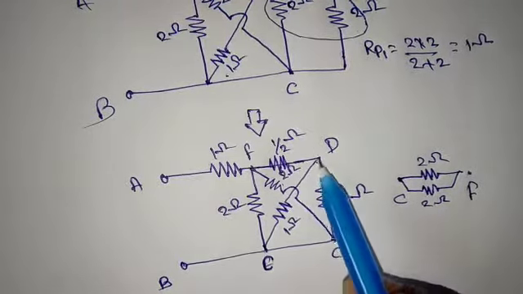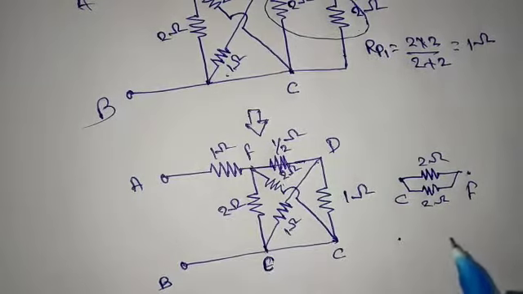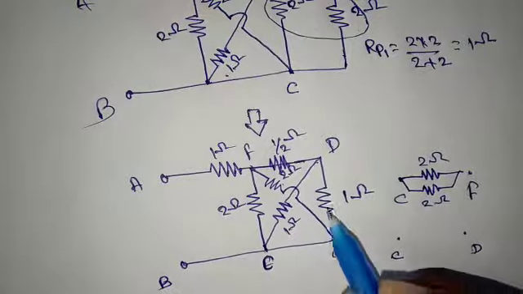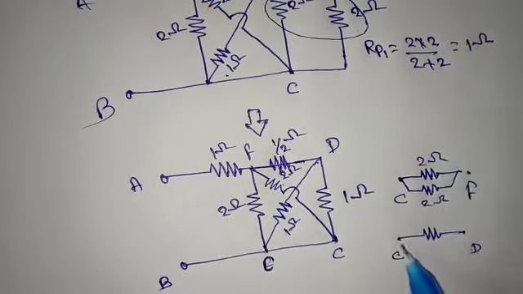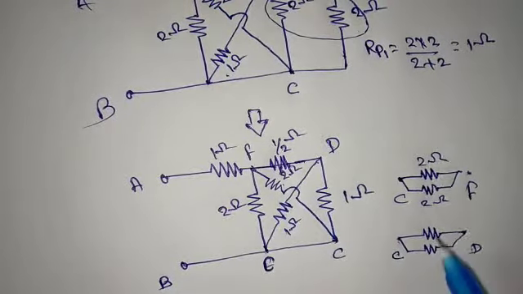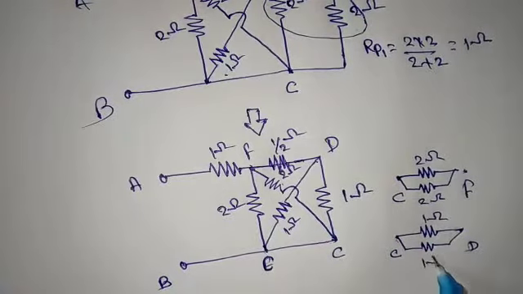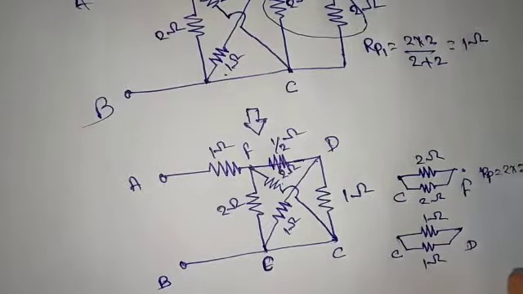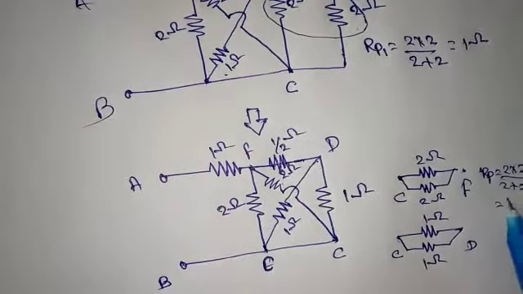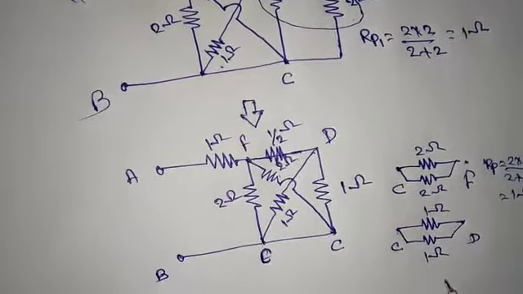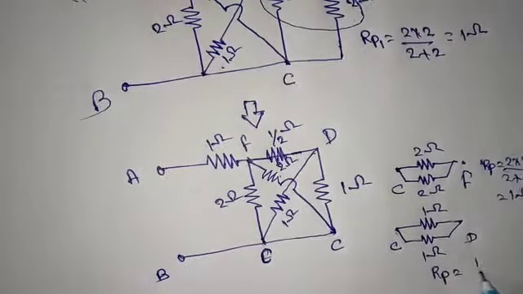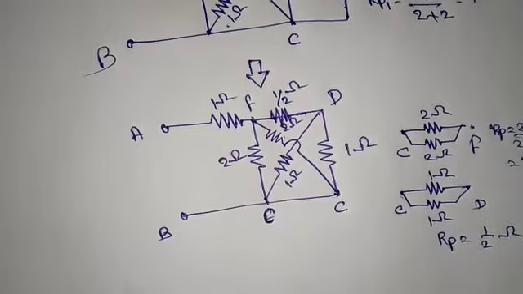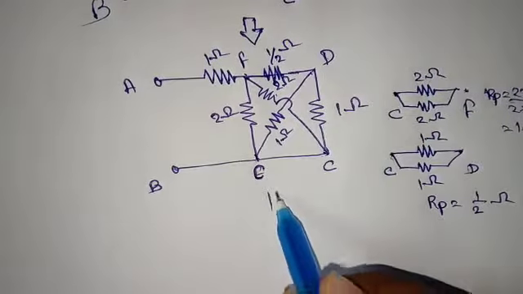Again you can see here between C and D, this is 1 ohm and this is 1 ohm. Both are in parallel to each other. So when you solve the value of Rp, it means 2 into 2 divided by 2 plus 2, which is equal to 1 ohm. Similarly, for this one Rp will be equal to 1 by 2 ohms.